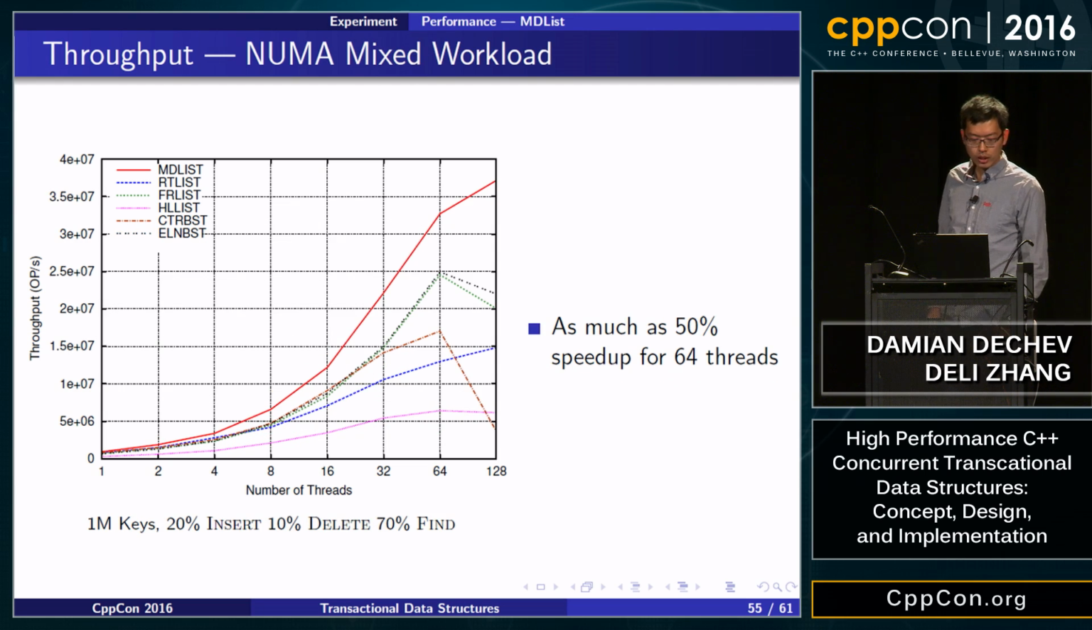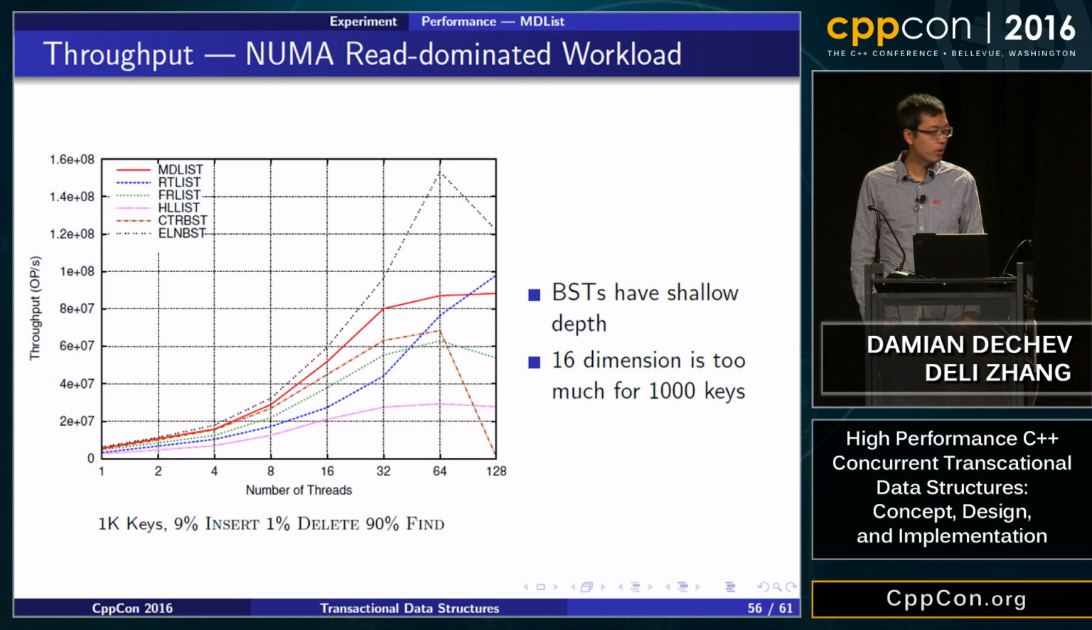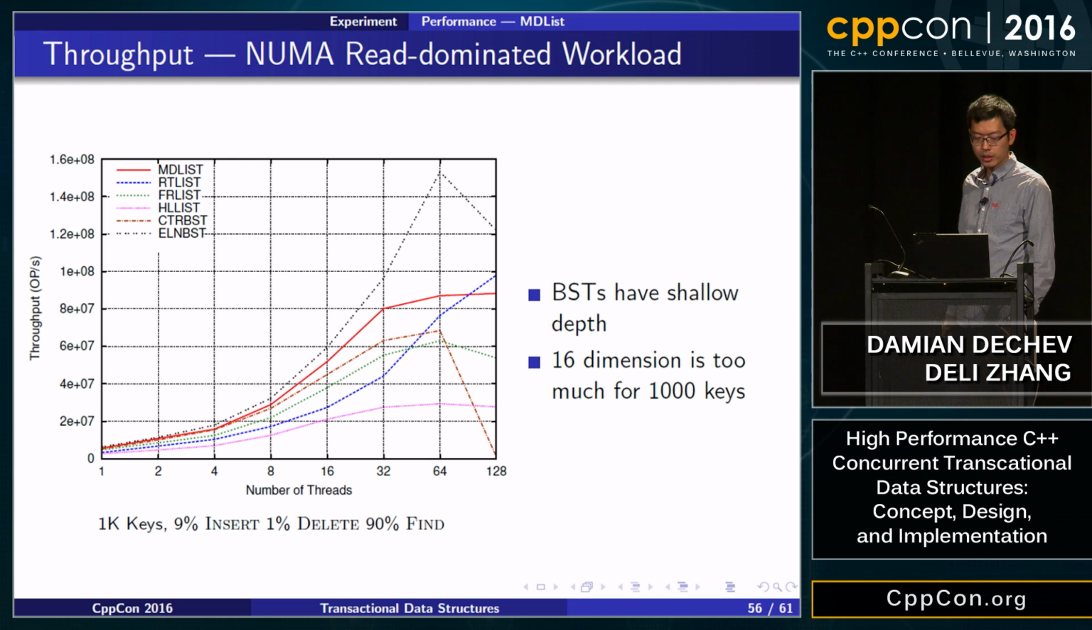And if we decrease the key size to 1 million and increase the read operations with a mixed workload, we can see the MDList can still obtain up to 50% speedup over the best performing skiplist. Now, when we come to a case where we have a really small key range, let's say 1,000 keys, and a read-dominated workload with 90% find operations, this is when the BST really begins to shine, because BSTs have really shallow depths in this scenario, and for 1,000 keys, the dimension we chose for the MDList, which is 16, is too large. It has too much overhead.